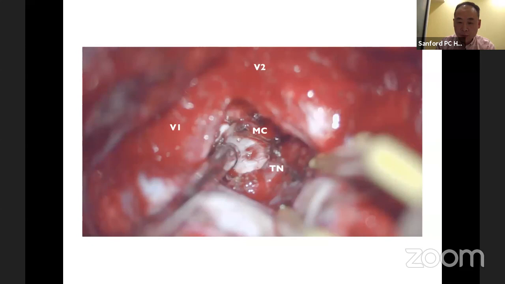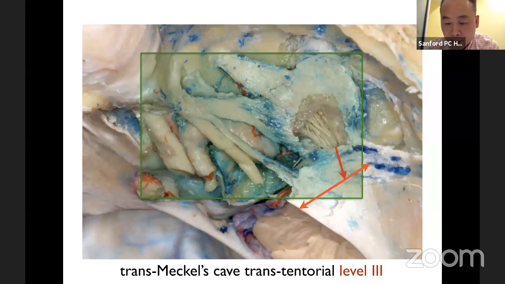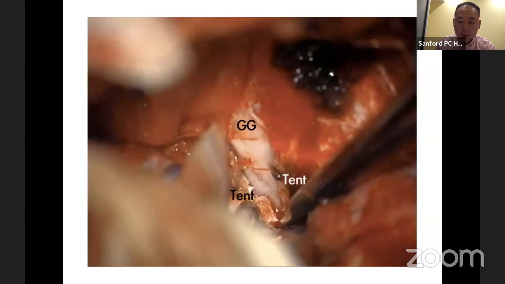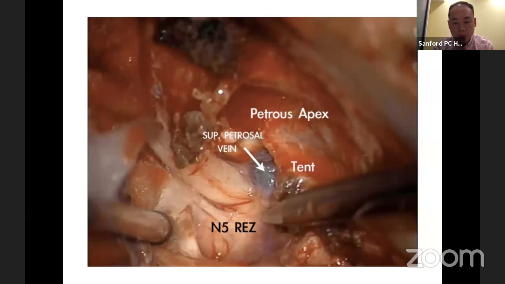Then if you widen the Meckel's cave and do the transtentorial approach, actually you unlock the space to the interpeduncular fossa. So combined with the level one, level two approach, if you do the trans-Meckel's cave and transtentorial approach, you can deal with the pathology in the suprasella, sella, and interpeduncular fossa. So when you open the Meckel's cave, you cut the tentorium, you follow the trigeminal nerve, you can reach the entry zone of the trigeminal nerve. So actually you totally open the space to the prepontine space and the interpeduncular fossa.